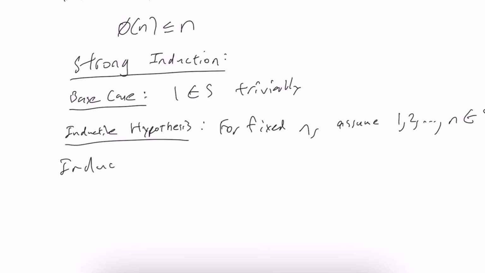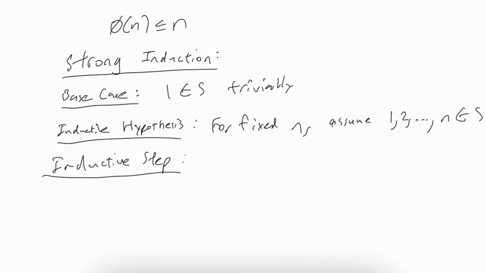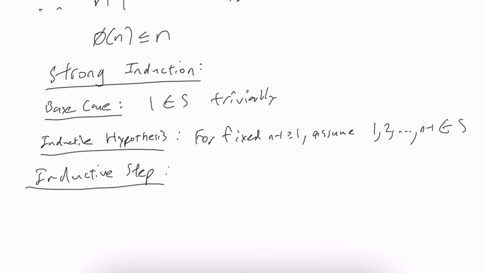Then our inductive step, or let me make this easier: for fixed n minus 1 greater than or equal to 1, assume that 1 all the way to n minus 1 are all in S. Then we want to show that n is also in S.